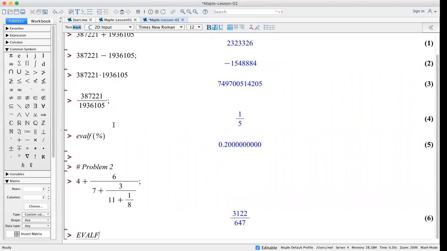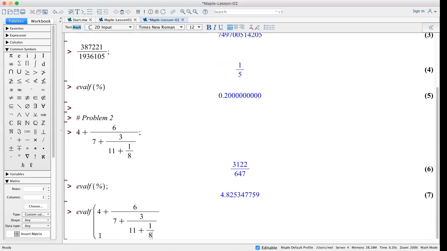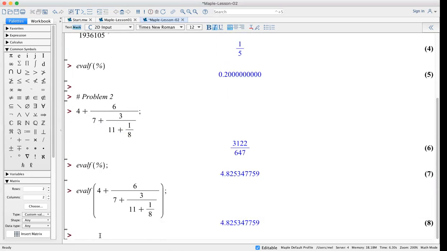To convert it to a decimal, Maple is case sensitive, so I have to write this in lowercase. That's what it is. And of course, I could have done it in one step. I could have just typed this fraction into here. And I get, of course, exactly the same result. It's just your choice.